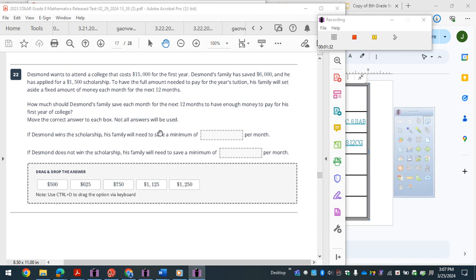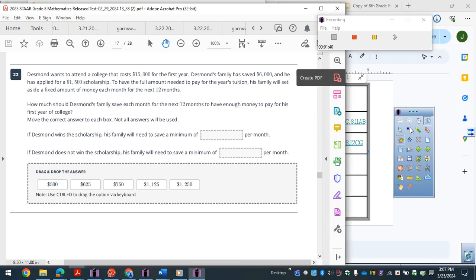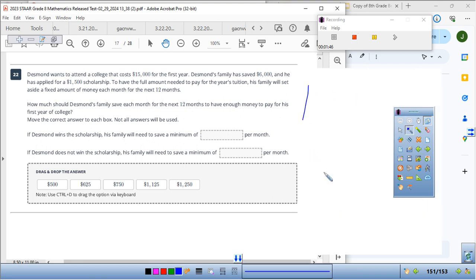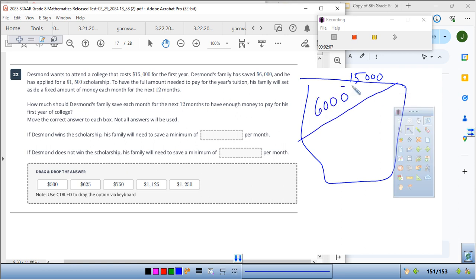Let me see, this is the way this one goes. I want you to draw a whole big picture, a whole box, and that is going to be 15,000. They saved 6,000, so less than half is already gone. So minus 6,000. That's this side over here. So this other side over here is 9,000.